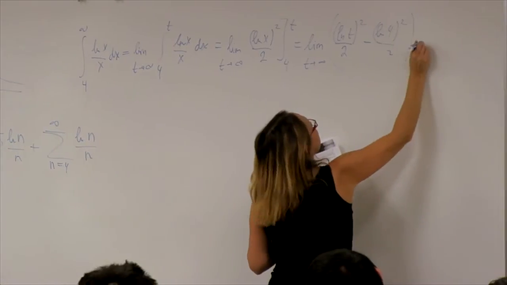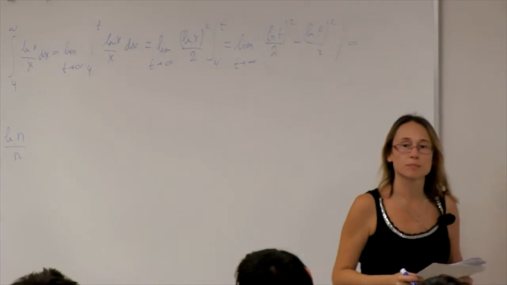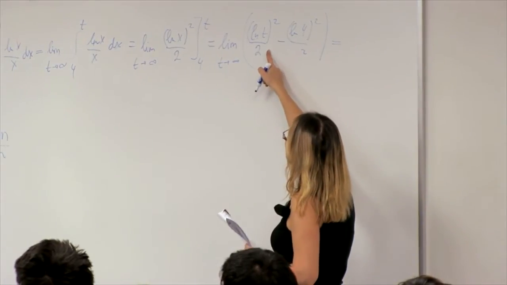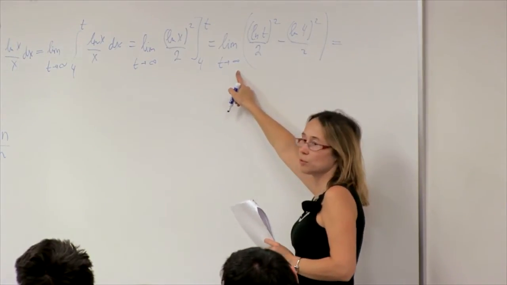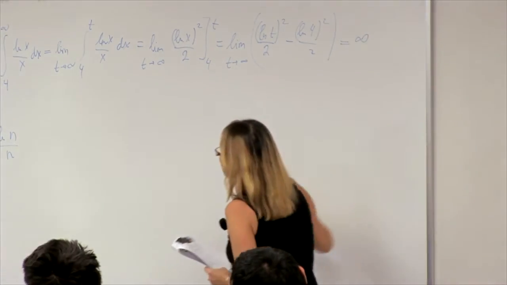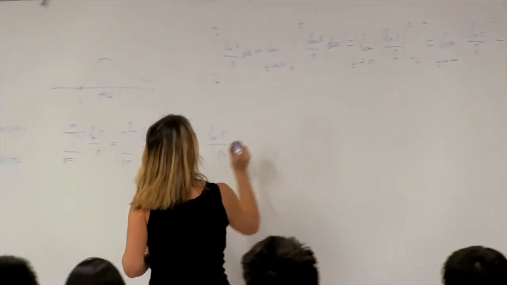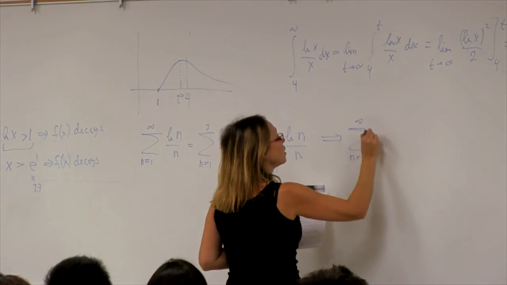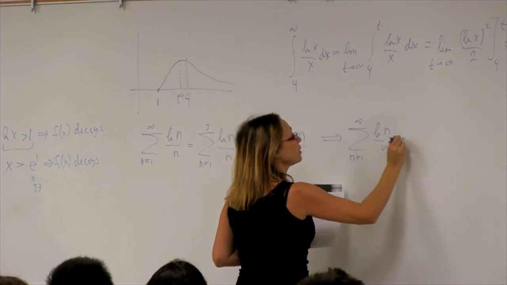What's the answer here? I have a log of t when t goes to infinity. What does it do? Infinity. So the whole thing blows up, right? So the whole series, log n over n, diverges.